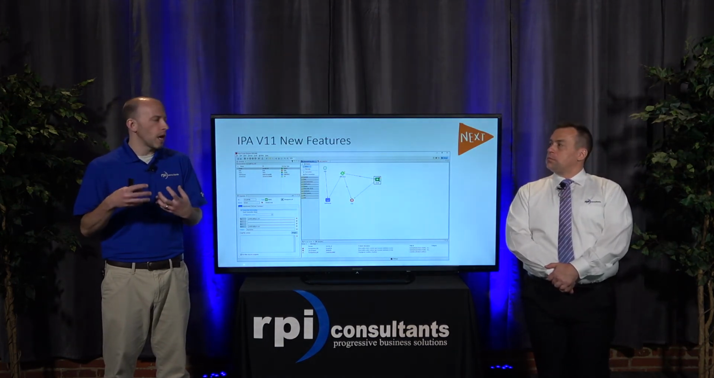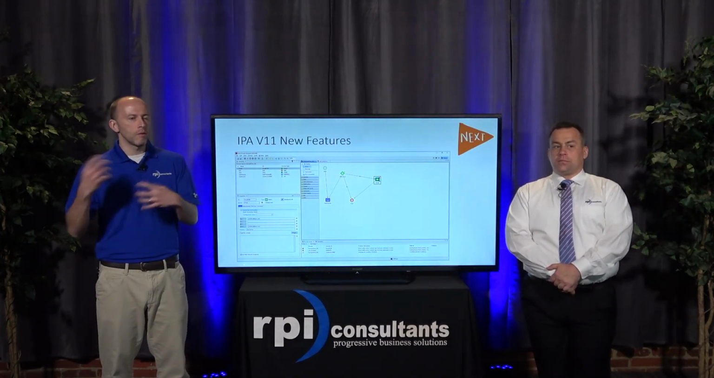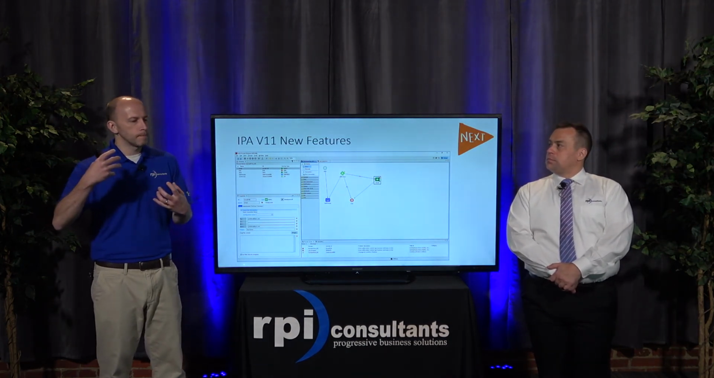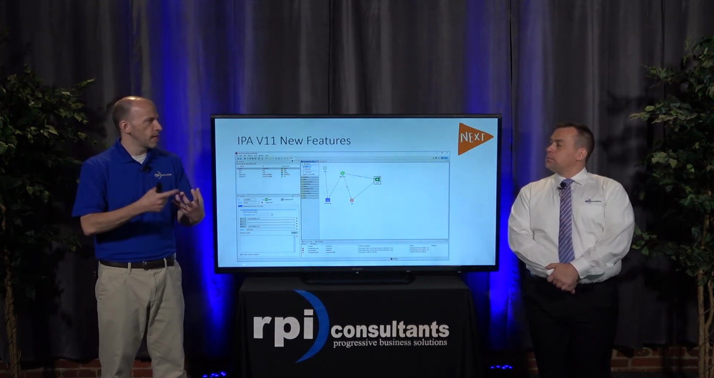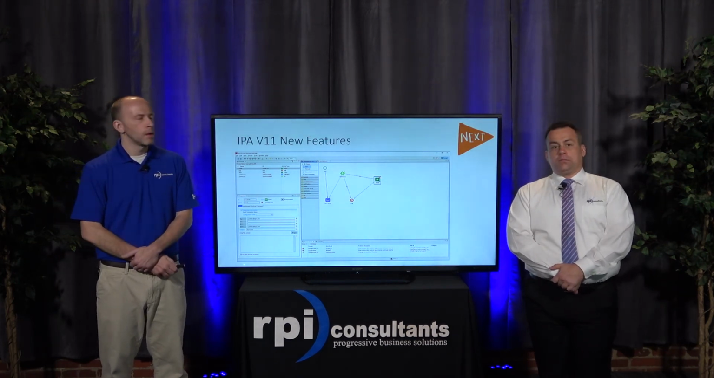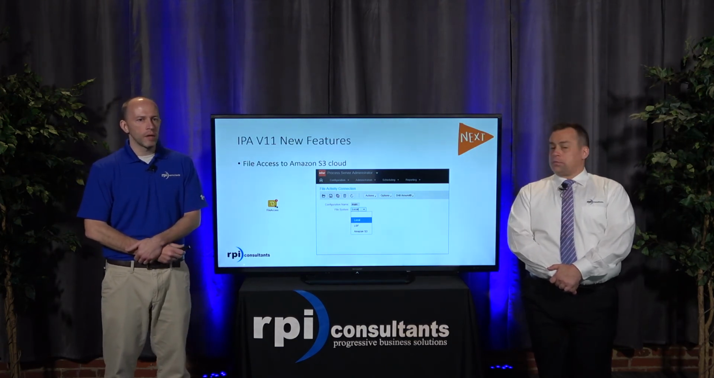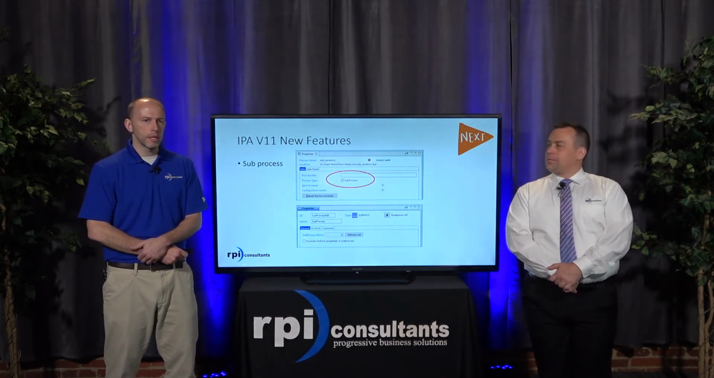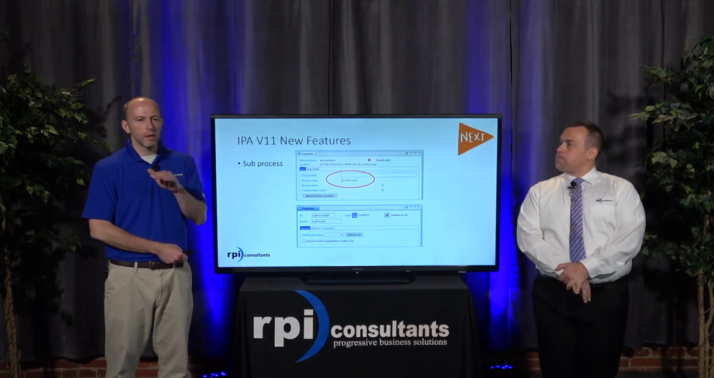So there has to be a little bit of knowledge, of course, and some standardization if you're using these sub-processes. And then on the reverse side, when that sub-process returns, those variables that were created within that sub-process are then available within the parent process as well. File access is now available with the Amazon S3 cloud, and so the file access node was enhanced because of that.